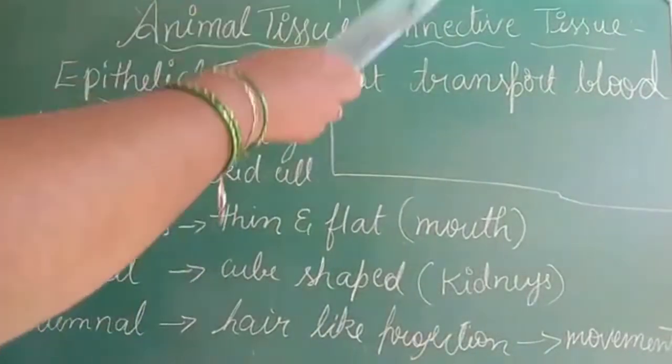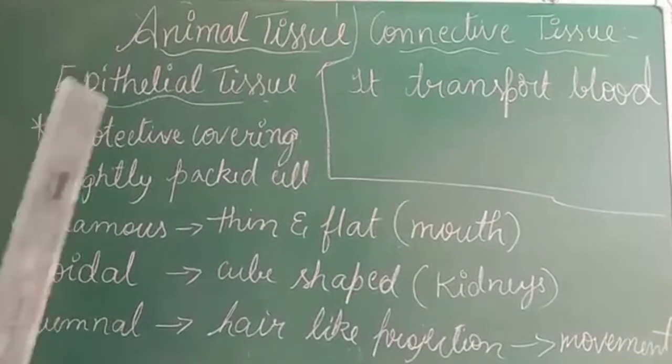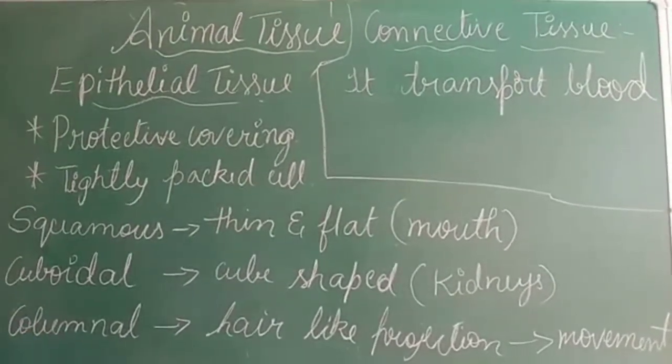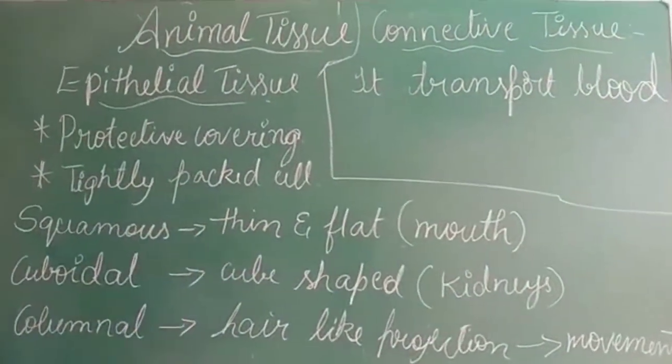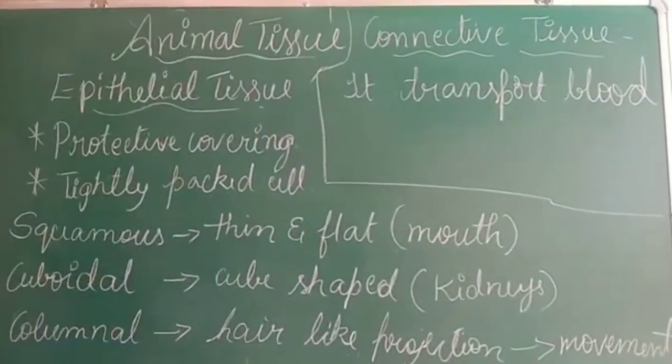Now the other type of animal tissue is connective tissue. The work of the connective tissue is to transport the blood throughout the body. So these are the two different types of animal tissue.